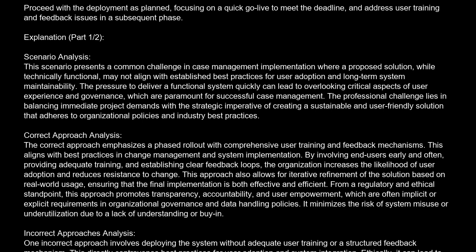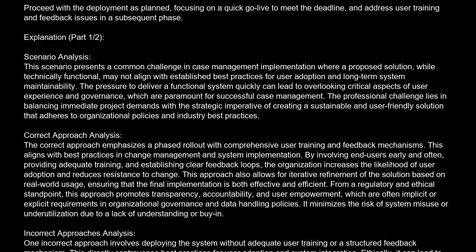The pressure to deliver a functional system quickly can lead to overlooking critical aspects of user experience and governance, which are paramount for successful case management. The professional challenge lies in balancing immediate project demands with the strategic imperative of creating a sustainable and user-friendly solution that adheres to organizational policies and industry best practices.